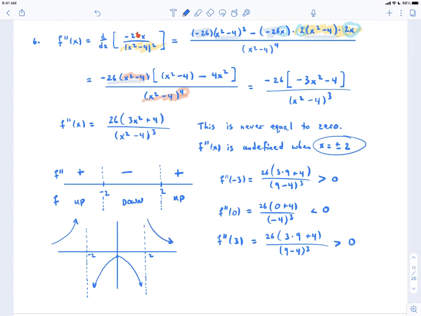Now, there's one thing that we still need to determine, and that's the asymptotic behavior. Now, it's going to turn out that there is a horizontal asymptote here, but we need to determine what that is. So we can ask ourselves, what is the horizontal asymptote?